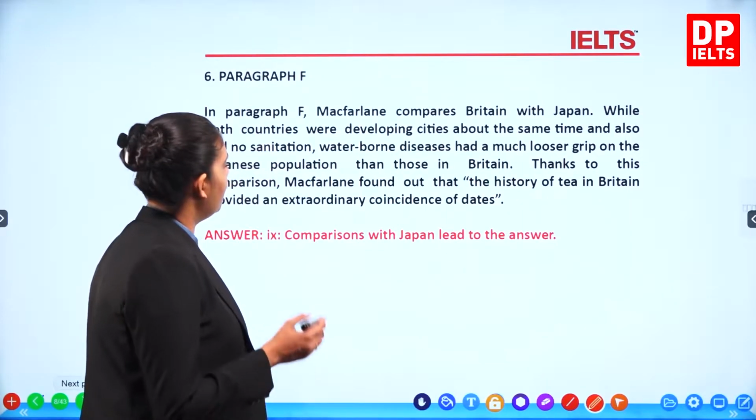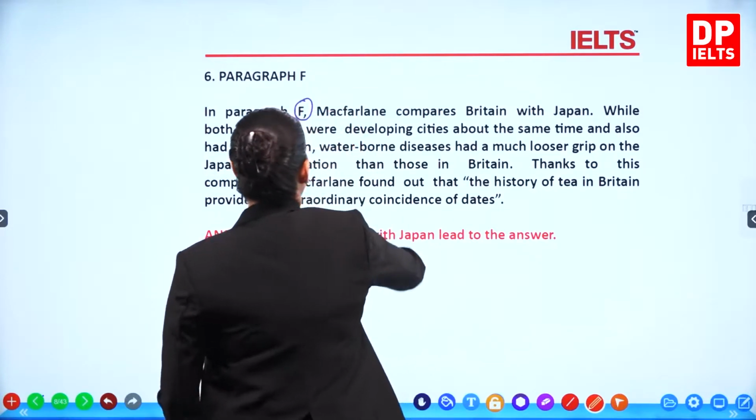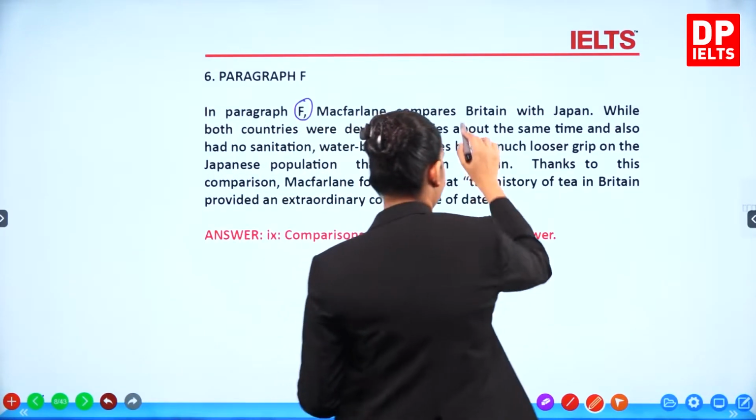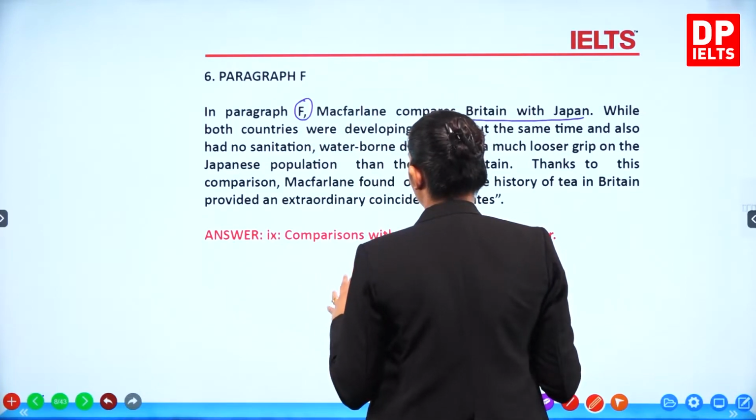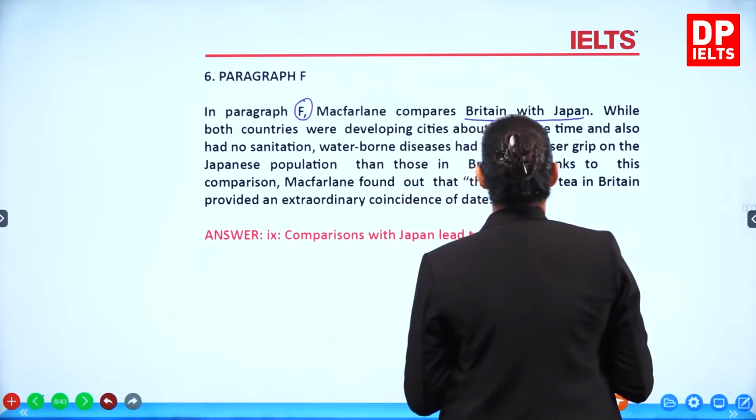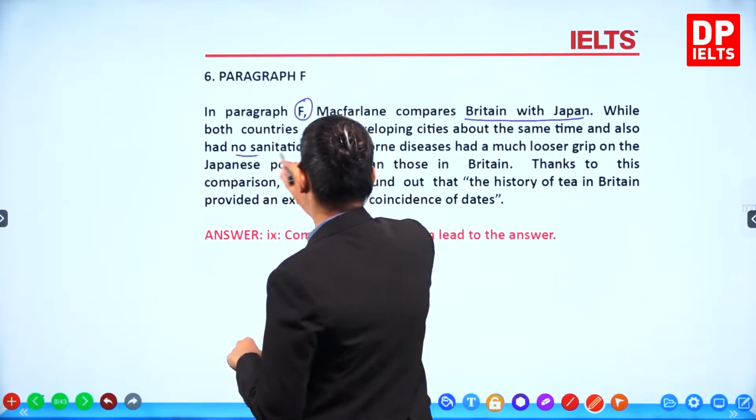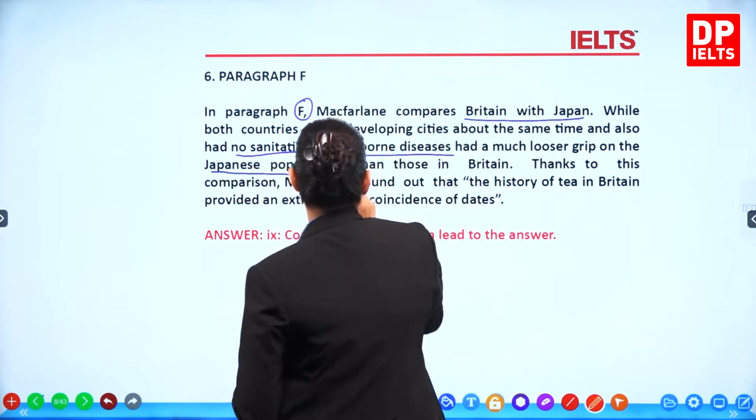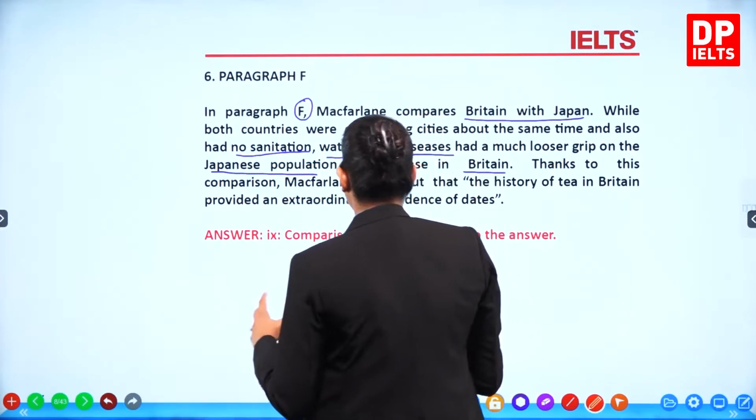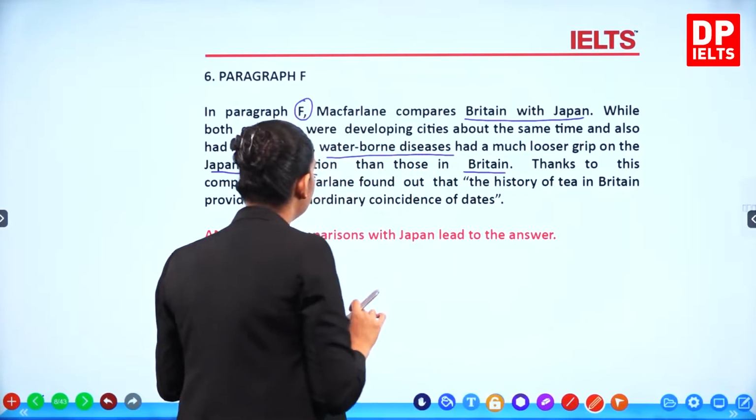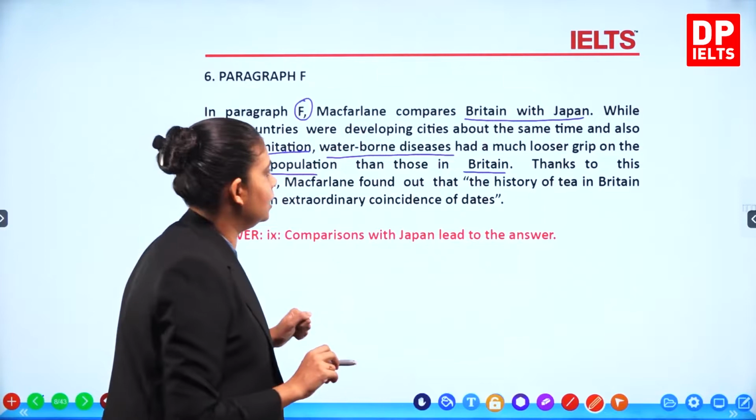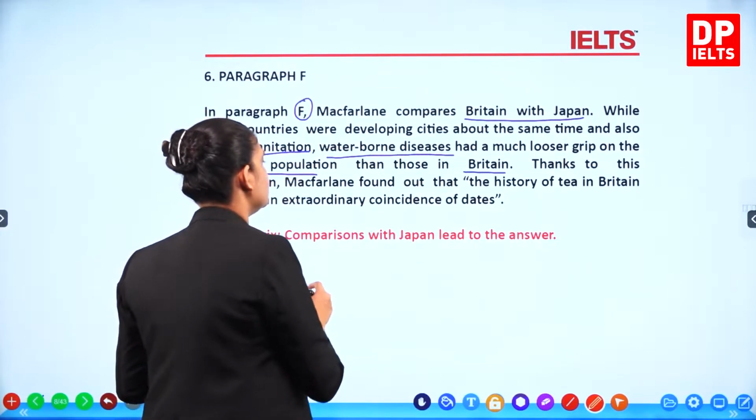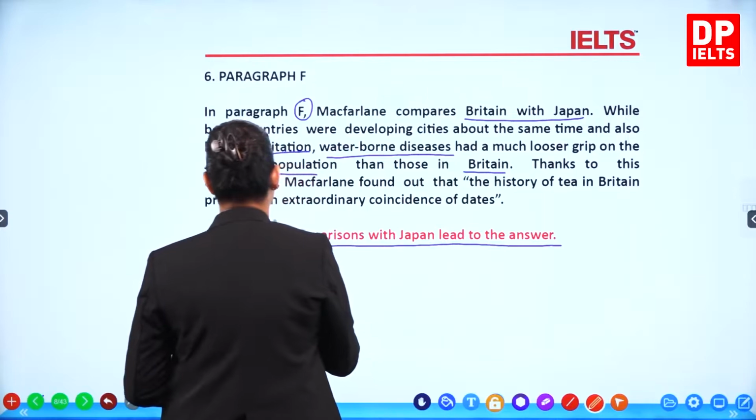So we're having a look at paragraph F, right? Now when you have a look at that, the writer compares Britain with Japan. While both countries were developing cities about the same time and also had no sanitation, waterborne diseases had a much looser grip on the Japanese population than those in Britain. But thanks to this comparison, right, Macfarlane found out that the history of tea in Britain provided an extraordinary coincidence of dates. So comparisons with Japan led to the answers. That is number 9.